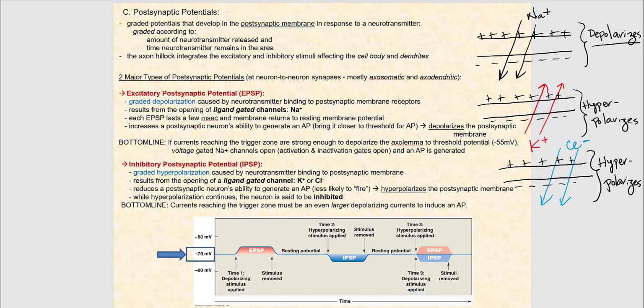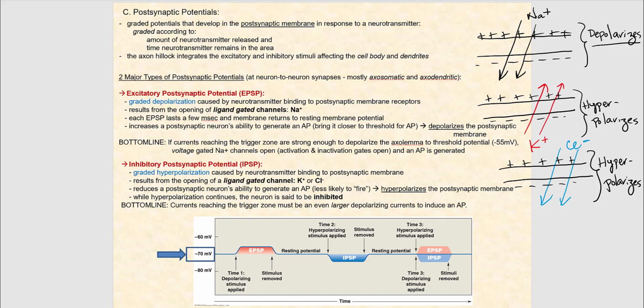Don't forget what we just discussed in the last slide. We have three types of ligand-gated channels, right? We've got ligand-gated sodium, ligand-gated potassium, and ligand-gated chloride ion channels that are found in the plasma membrane of the dendrite and the plasma membrane of the soma, these postsynaptic membranes. All right, so we have two types of postsynaptic potentials. The excitatory postsynaptic potential, EPSP, or inhibitory postsynaptic potential, IPSP.